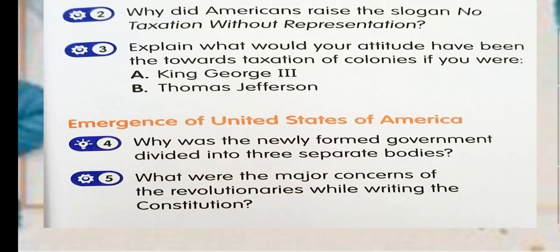Okay, now come to question number 4. Why was the newly formed government divided into three separate bodies? Obviously, to keep a check on the power of each other.